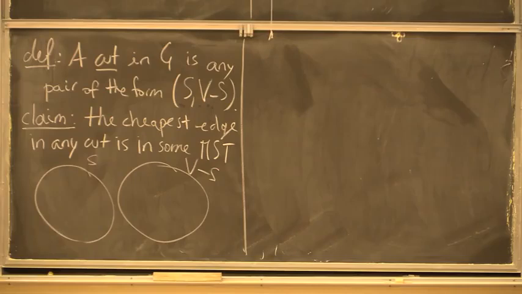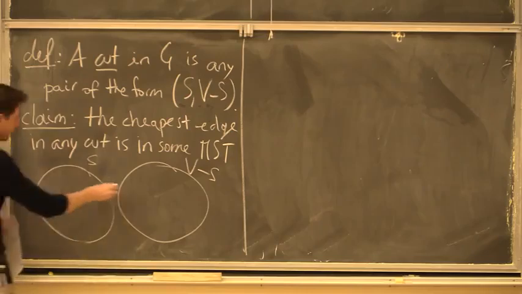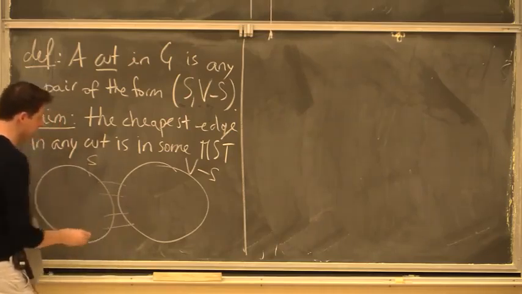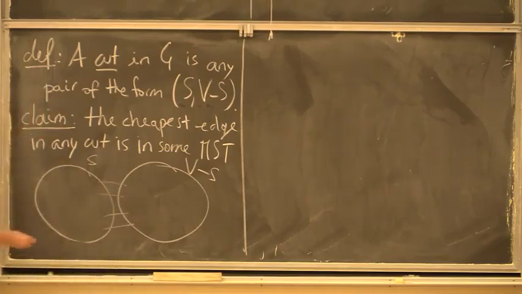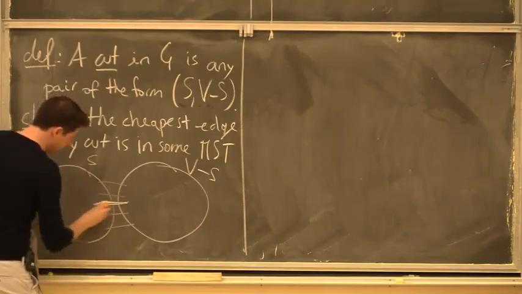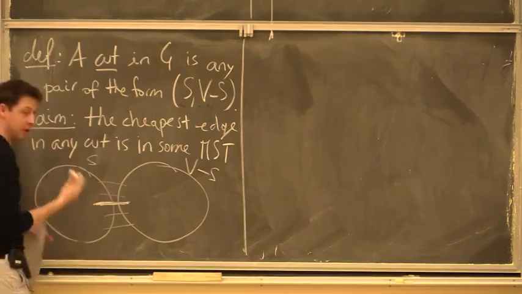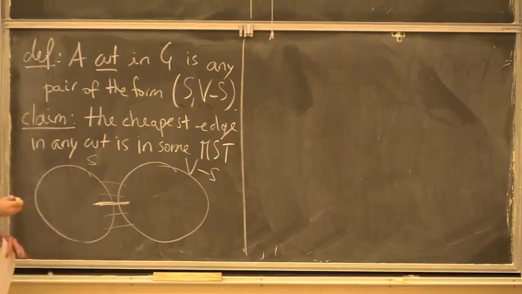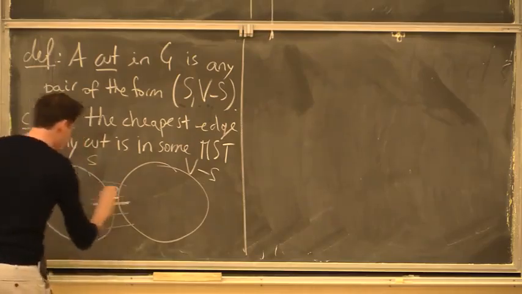Because we'll be considering graphs that are connected, right? Because eventually we want a minimum spanning tree. There will be edges crossing this cut. This one, this one, this one, this one. All of these have weights. One of them, or some of them, will have a minimum weight crossing this cut. Let's call it E.